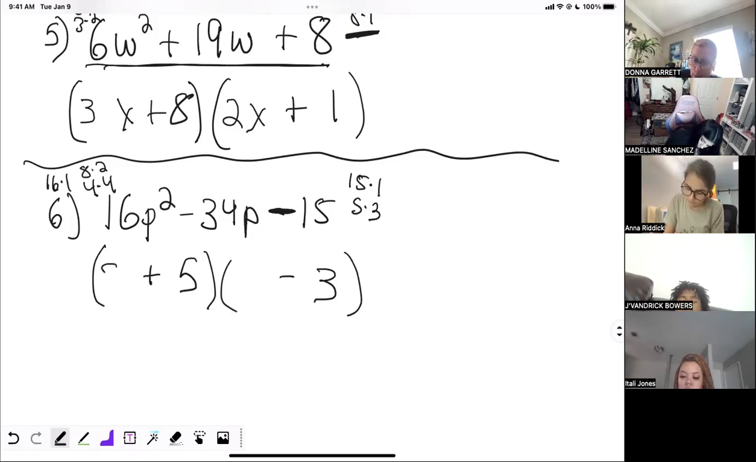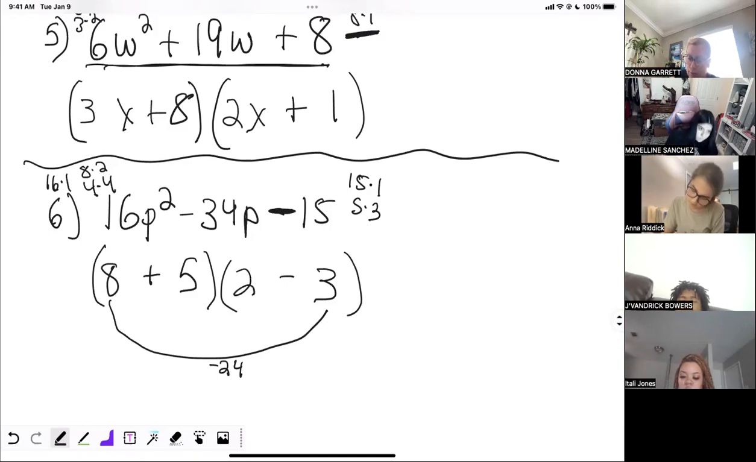Ready? If I put 8 here, 8 times 3, negative 24. If I put the 8 there, the 2 has to go here. Five times 2 is 10, but it's positive 10. That only gives me negative 14, not negative 34. But let me try something. I like that combination. I like how it was close. It was really close, right?